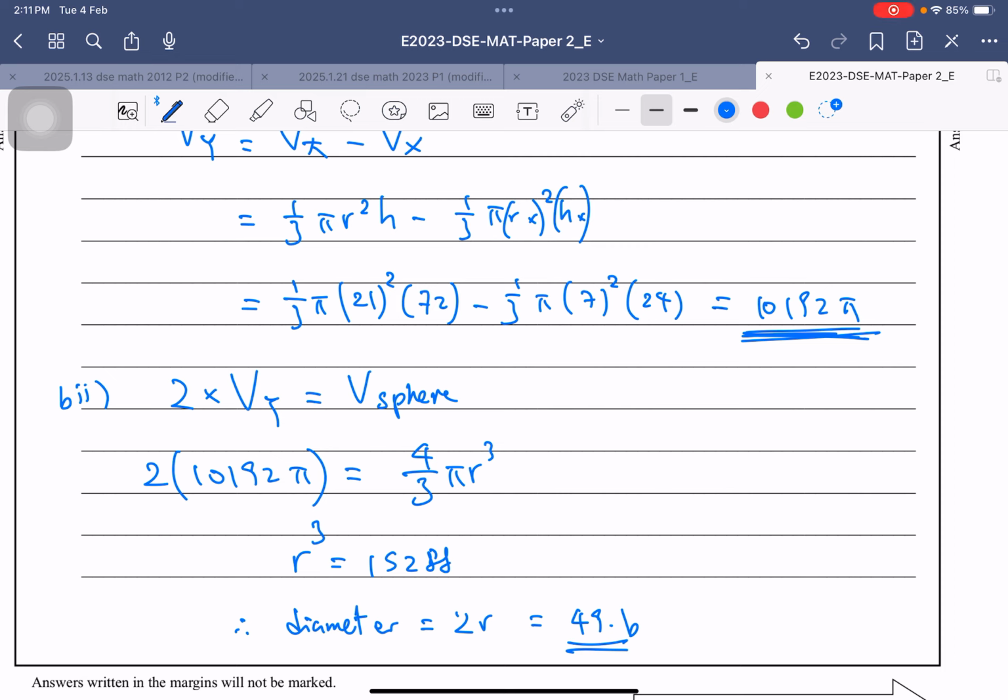I got 0.6. 13 over 40. 0.2, 3.5. Let's see what's right. 0.6. Let's see what's right. I don't think I'm right.